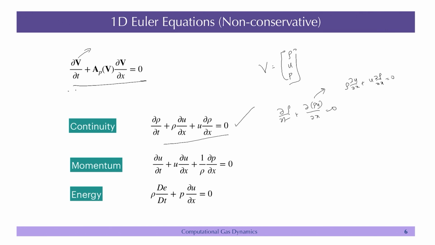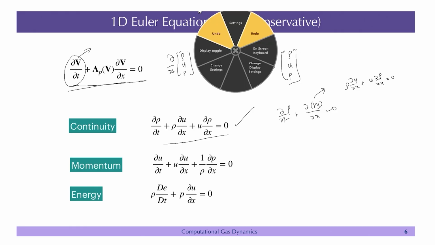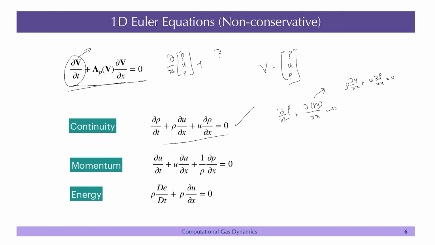Because we want to cast it in the form of del by del t of rho, u, p plus, we still want del by del x of some combination of rho, u and p, okay. So, we have written it here, and here you will have rho, u and p, because we are writing in dV by dx, okay, and then there will be A_p of V, the Jacobian of the primitive variable, right. A subscript p represents the primitive variable, solving in primitive.